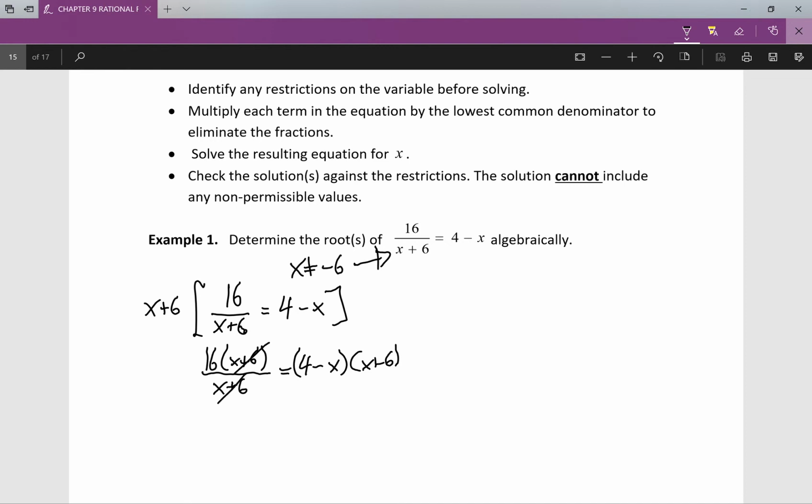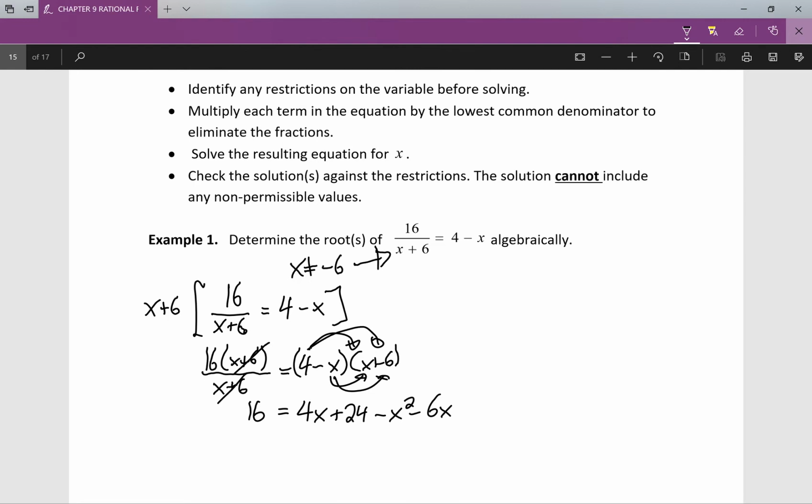This will cancel out the x plus 6, thus clearing the fraction out, which was my intention, and using our sweet distributive property, we're going to get 4 multiplied by x plus 24 minus x squared minus 6x.